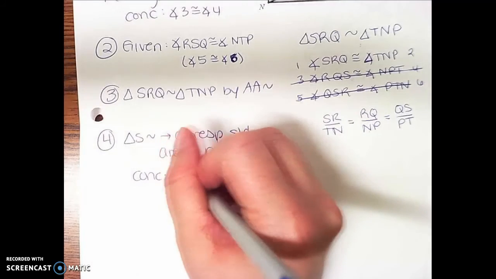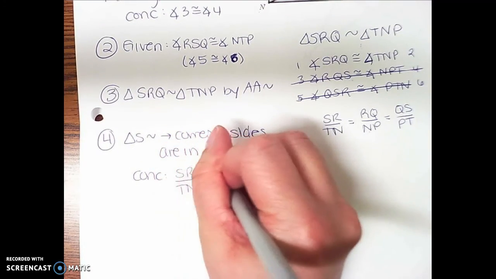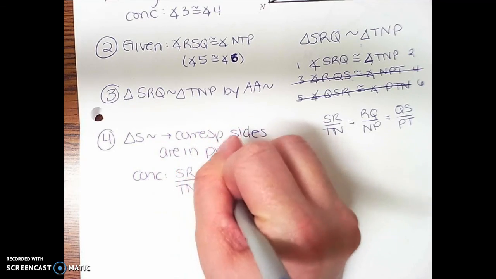So my conclusion, I'm just rewriting my proof statement. SR over TN equals QR over PN, and that's it.